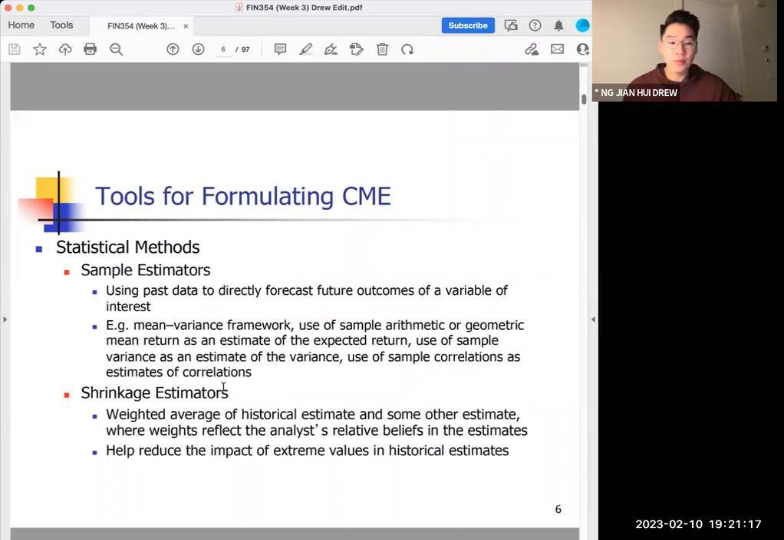All right. Moving on to the next statistical method, there's the shrinkage estimate. Basically, we are using a weighted average of historical estimates. Because we're using a weighted average, you reduce the extreme values, very small and very large values. So that's more like a shrinkage estimator.